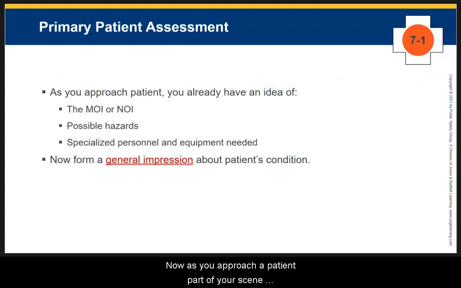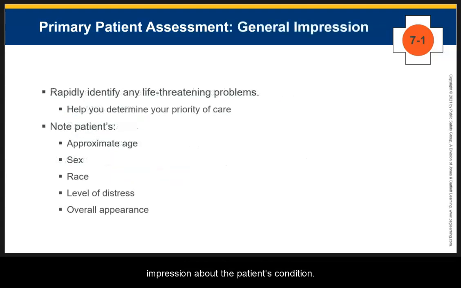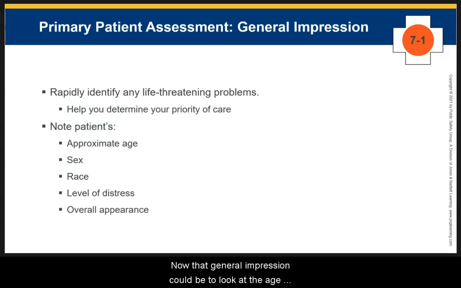Now, as you approach a patient, part of your scene size-up gives you an idea of the scene safety and any possible hazards that will protect you and further protect your patient. You may start to assess what has occurred in terms of the mechanism of injury or nature of illness, and now you're going to form a general impression about the patient's condition. Now, that general impression could be to look at the age and gender and level of distress of the patient, and included in that is the overall appearance.